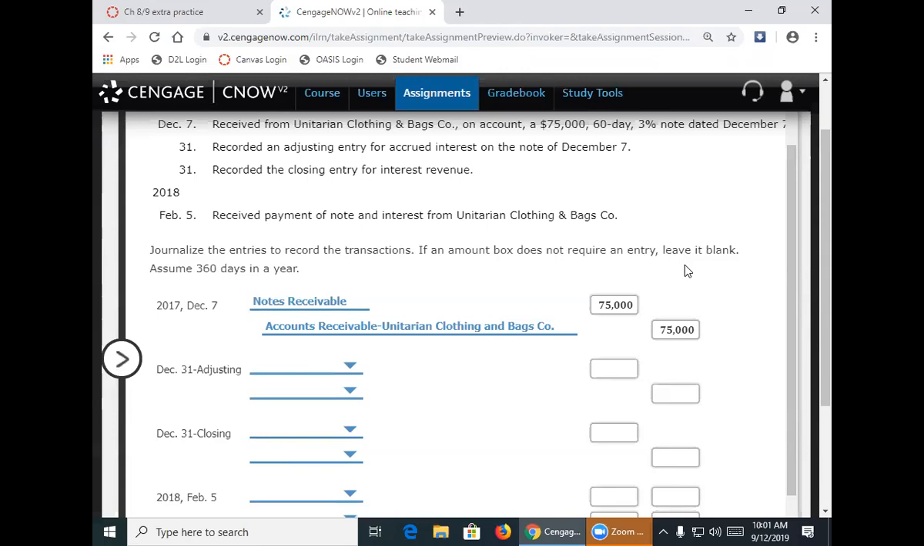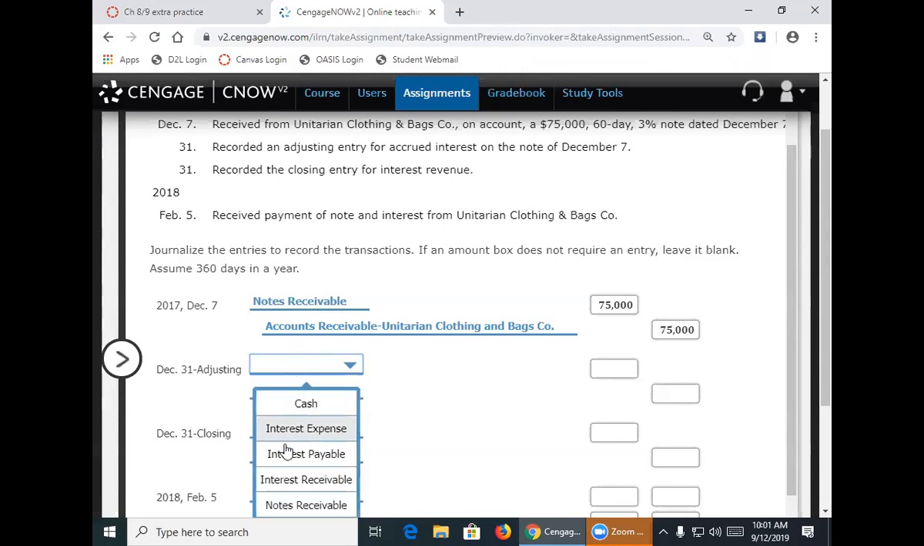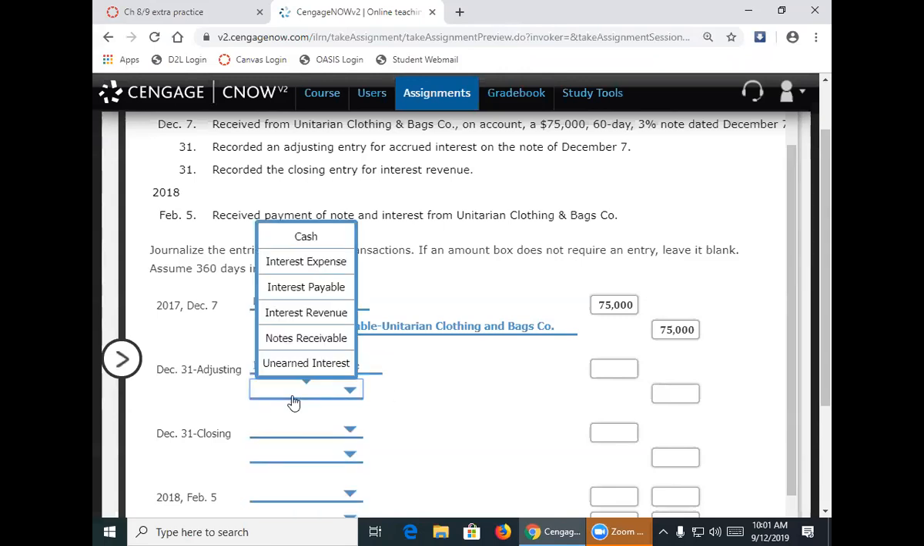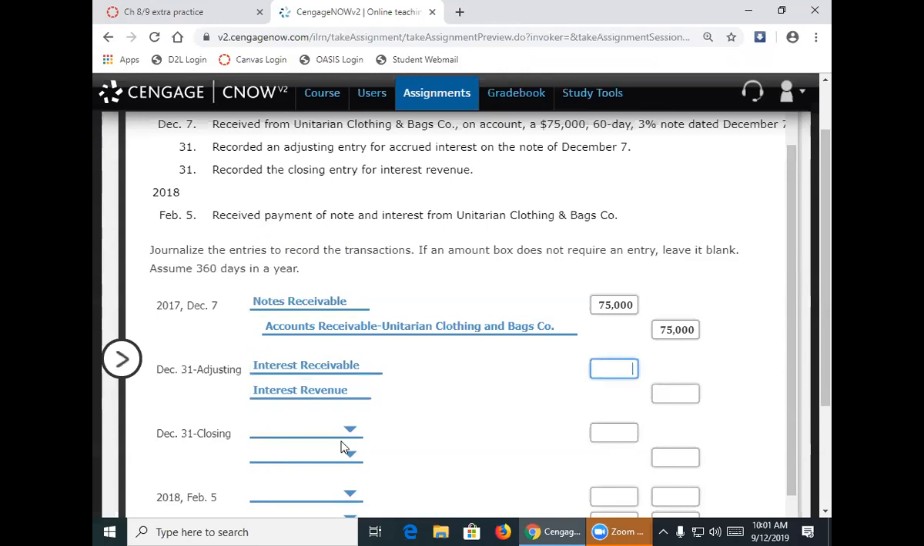What would I debit and credit to recognize interest that is owed to me that I haven't received yet? Very good. So I would debit interest receivable and credit interest revenue, $150. Now, I'm going to skip the closing entry because that's not on the test. Don't worry about it.